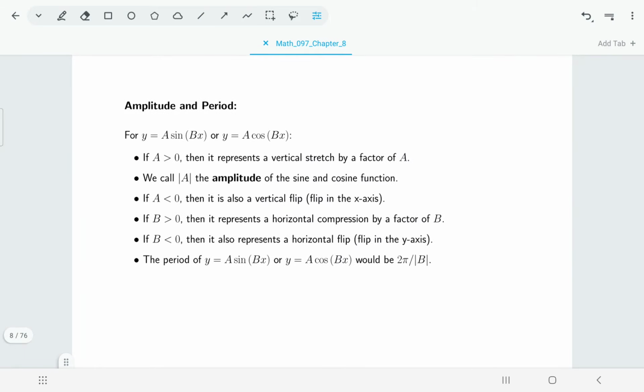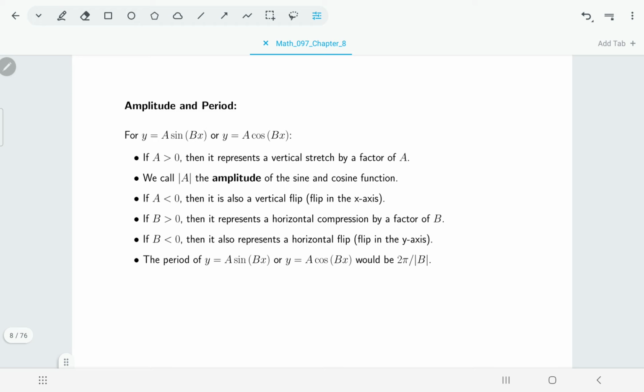So let's talk about some transformations of our trig functions, sine and cosine. We're going to do the transformations in two phases here. First, we're going to talk about the stretches that we could apply to them, vertical stretches and horizontal stretches. And then later on, we'll look at the shifts, the vertical and horizontal shifts. So right now, when I write a sine bx or a cosine bx, I've got a vertical stretch going on, possibly a vertical flip as well. I've got a horizontal stretch going on, possibly a horizontal flip as well.